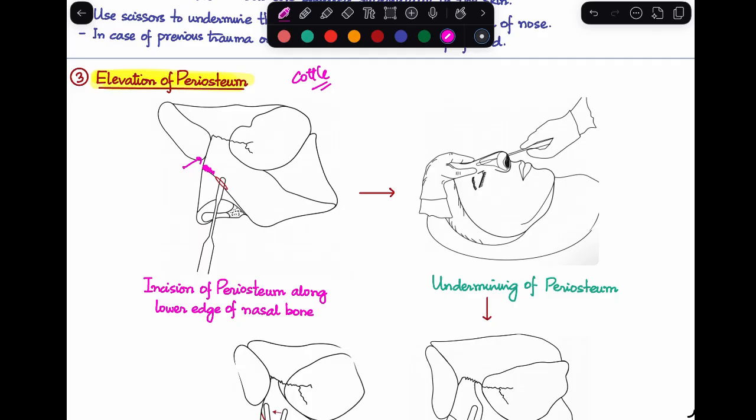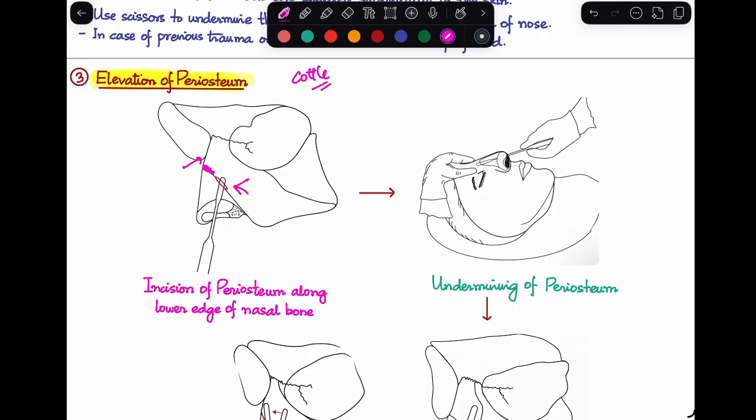Then we are going to incise the periosteum with the tip of this Cottle's periosteal elevator, just above the lower edge of the nasal bone. This is where we are going to incise the periosteum, and this is a very sharp instrument. So here we'll incise the periosteum along the lower edge of the nasal bone.